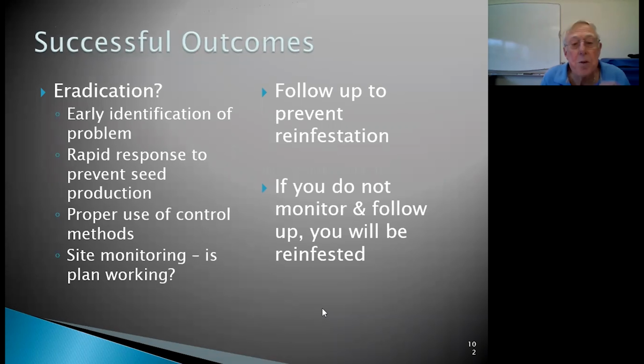So then if your goal is eradication, then you need to have an early identification of the problem, rapid response to prevent seed reduction, the proper use of control methods, and site monitoring. Is the plan working? And if the plan isn't working, why isn't it working? And can I fix it? And if the answer is yes, fix it. If the answer is no, maybe I need to develop a new plan. Okay. You need to follow up to prevent reinfestation, which I've said, I know, probably 30 or 40 times now. If you don't monitor and follow up, I can guarantee you, you will be reinfested.